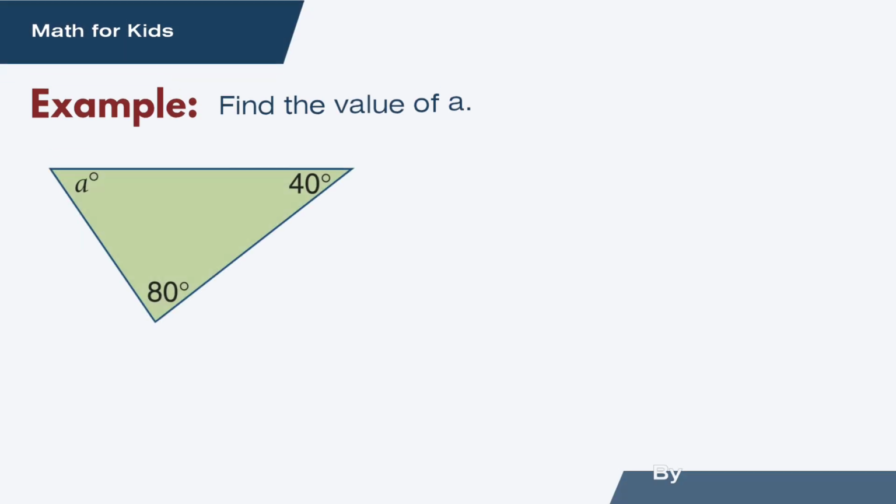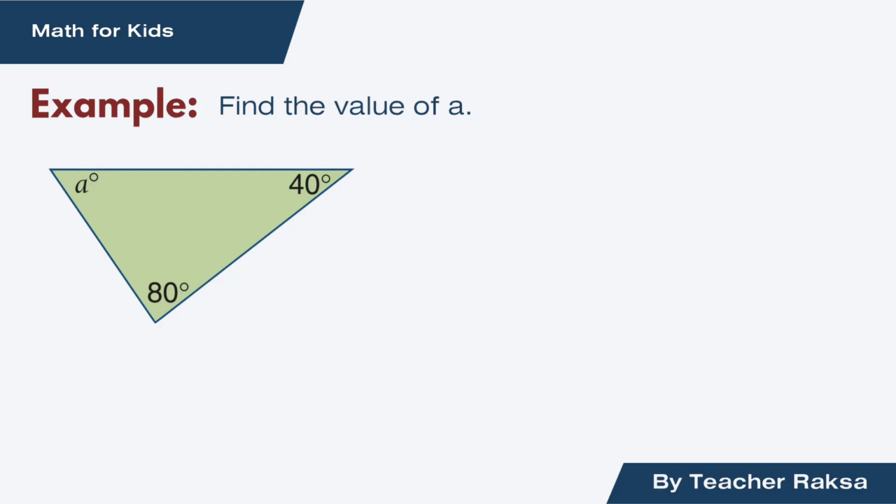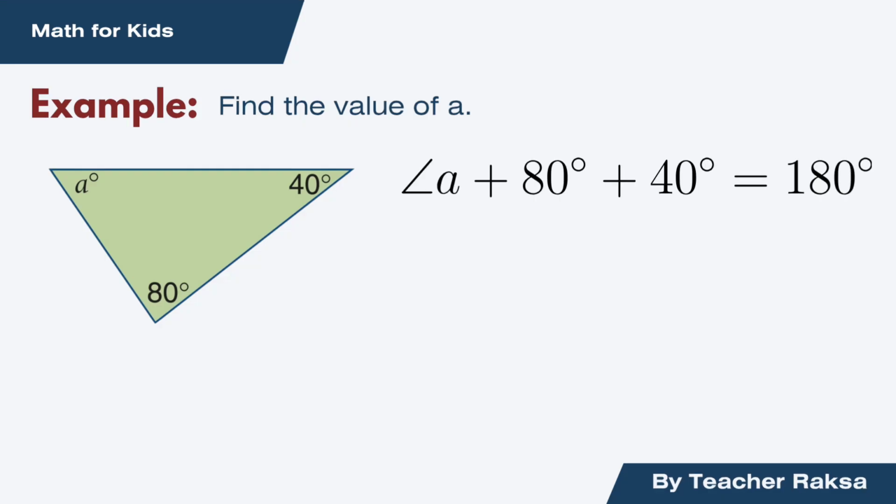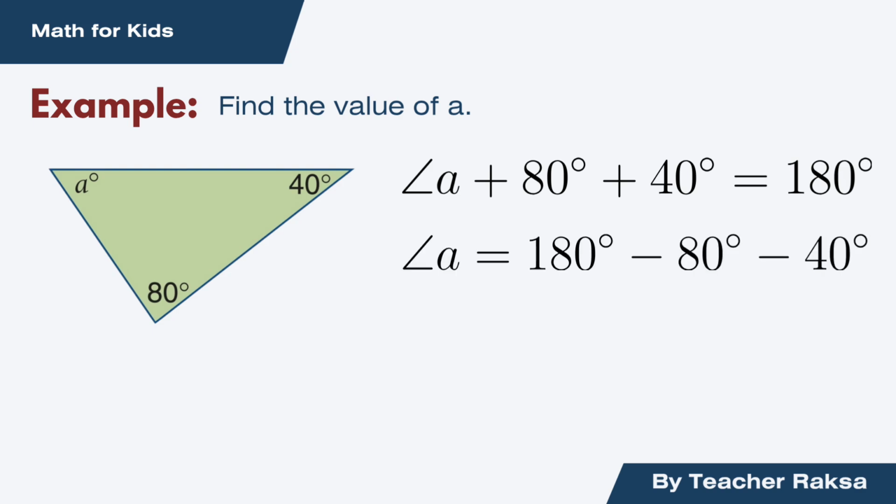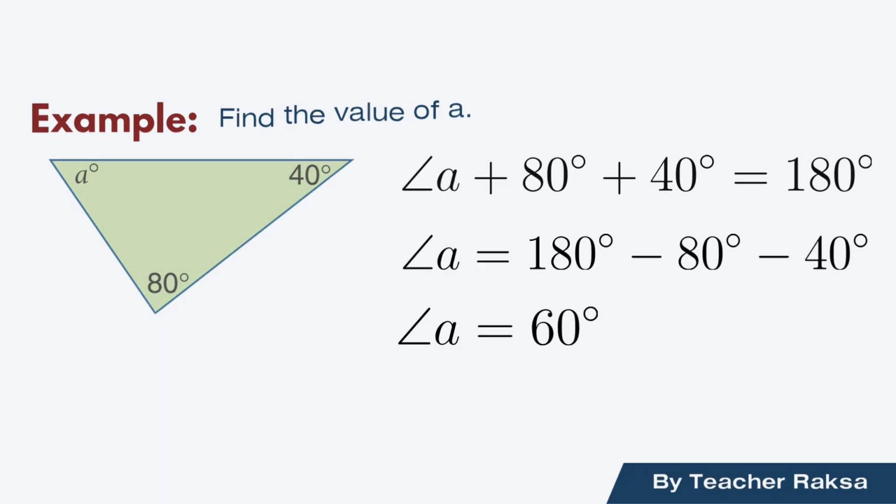In this example, we're asked to find the value of angle A. According to the triangle angle sum rule, we can calculate angle A like this: 180 minus 80 degrees minus 40 degrees equals 60 degrees. So the value of angle A is 60 degrees. That's how we use this property to solve for unknown angles in a triangle.